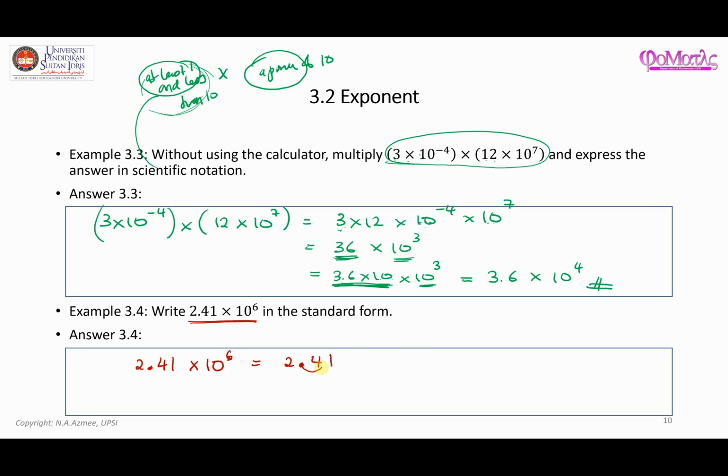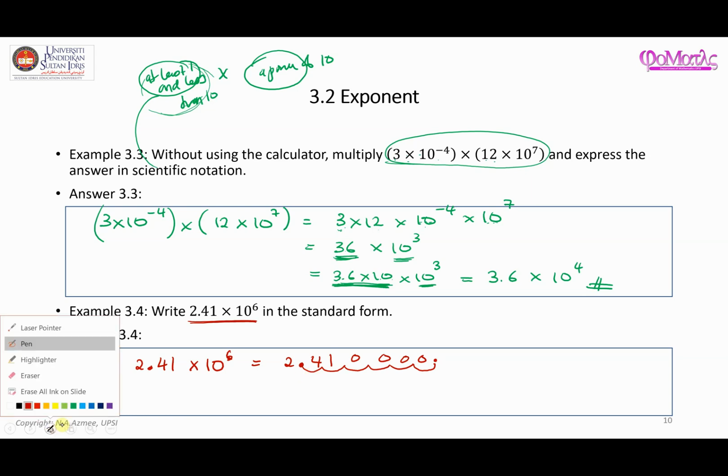So we're going to move it 6 times. 1, 2, 3, 4, 5, 6. So the decimal from this position is going to be moved to this position. And I'm going to just fill up this space here with zeros. So the final answer, when you multiply 2.41 with 10 to the power of 6, is just going to be this value. The decimal here is moved to this side. So the answer for this one is going to be 2 million and 410,000. Yeah, so that's the answer for the question here.